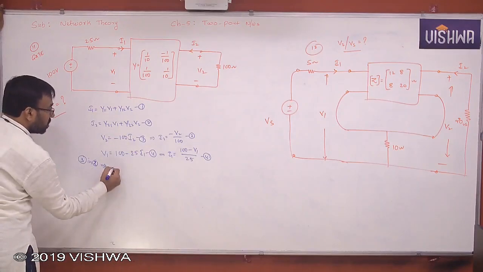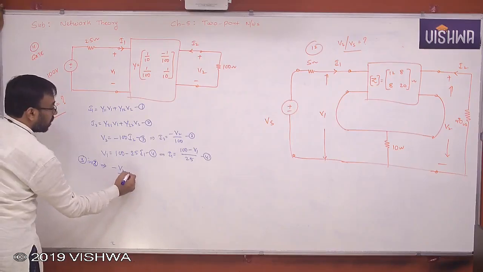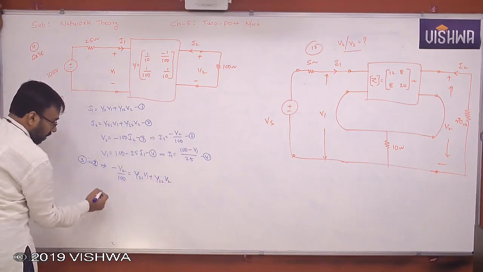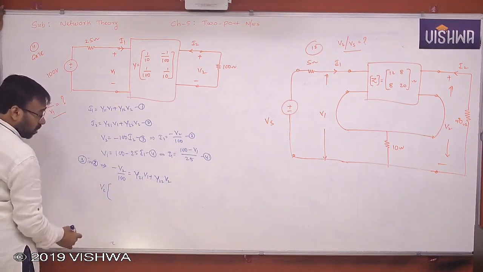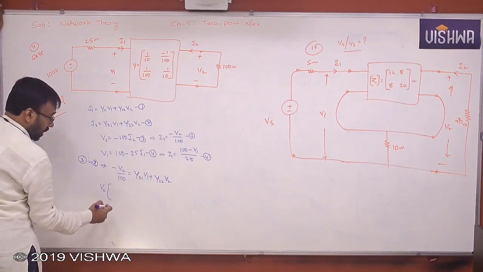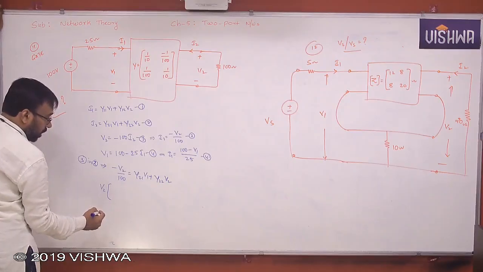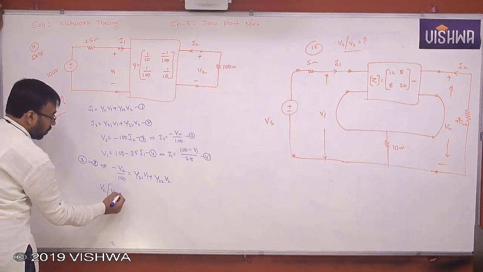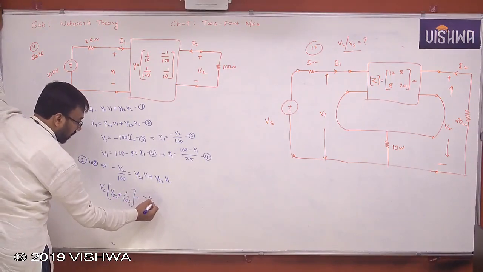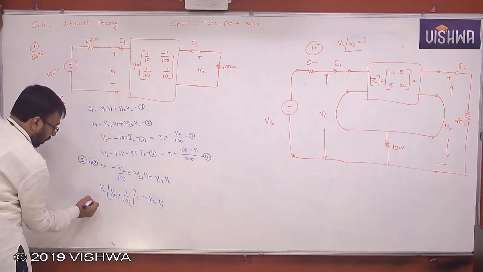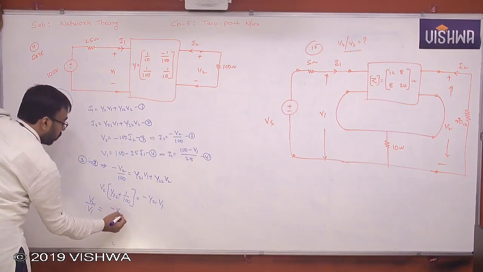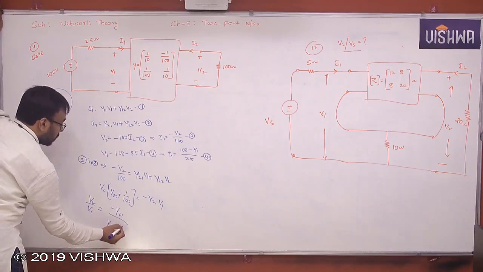Yes or no? So minus V2 by 100 is equal to Y21 V1 plus Y22 V2. That's it. So you take V2 common. What do you get here? Y22 plus 1 by 100 times V2 is equal to minus Y21 V1. You want V2 by V1, this is the ratio asked, yes or no? So V2 by V1 is minus Y21 by Y22 plus 1 by 100.